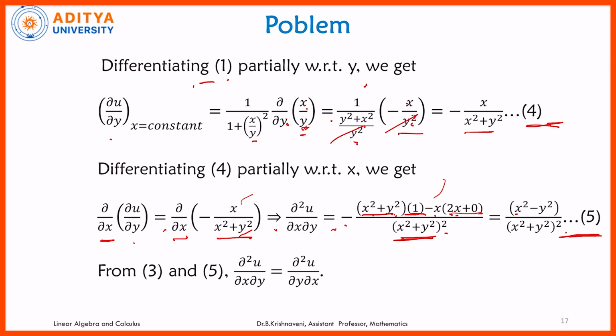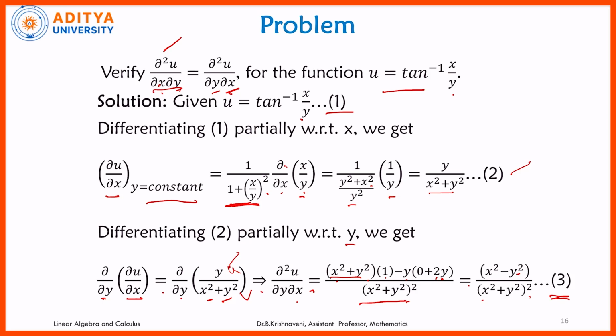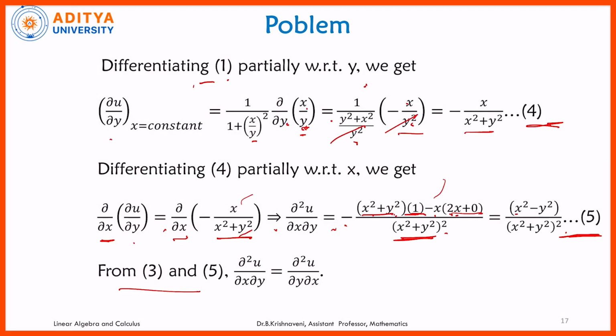Let's represent this as equation number 5. Now from equations 3 and 5: equation 3 is ∂²u/∂y∂x, and we got that equal to (x² − y²)/(x² + y²)². And equation 5 is ∂²u/∂x∂y, again equal to (x² − y²)/(x² + y²)². So both are equal. So we conclude that ∂²u/∂x∂y is equal to ∂²u/∂y∂x.